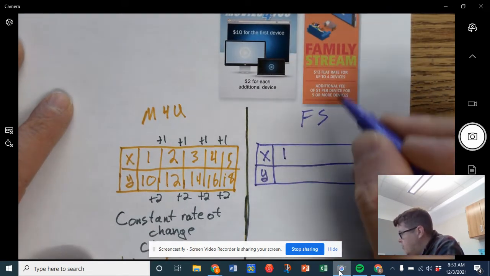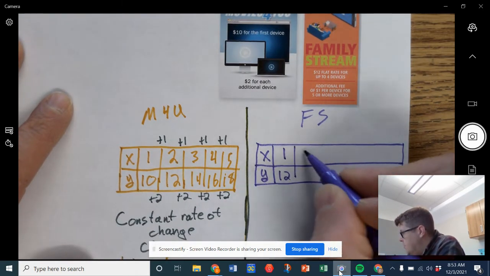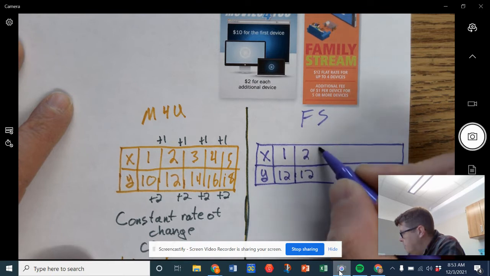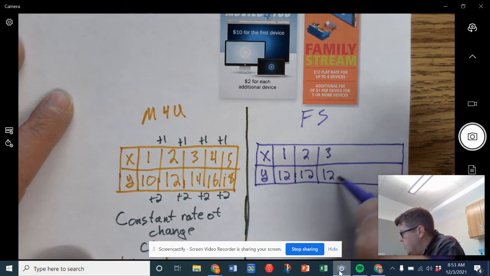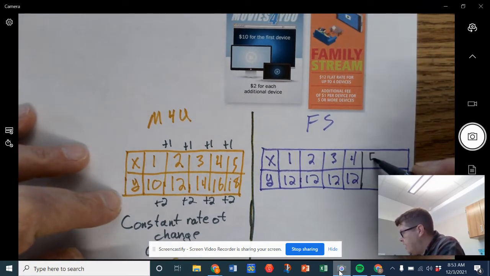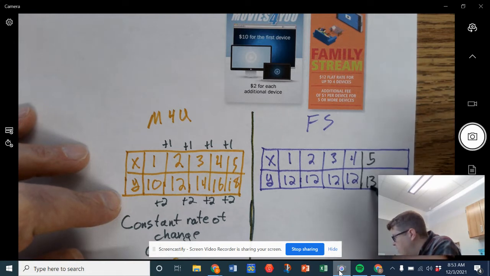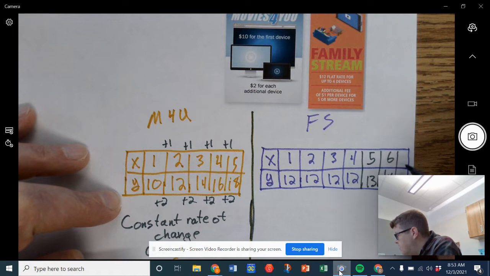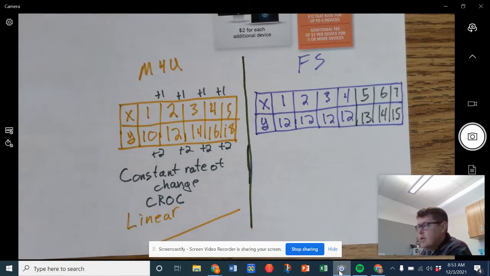For one device, you're paying 12. For 2 devices, you're still paying 12. For 3 devices, you're still paying 12. For 4, 12, and then it actually starts to change at that point, right? For 5, you're paying 13. For 6, you're paying 14. For 7, you're paying 15, right? It's going up by 1 for those.